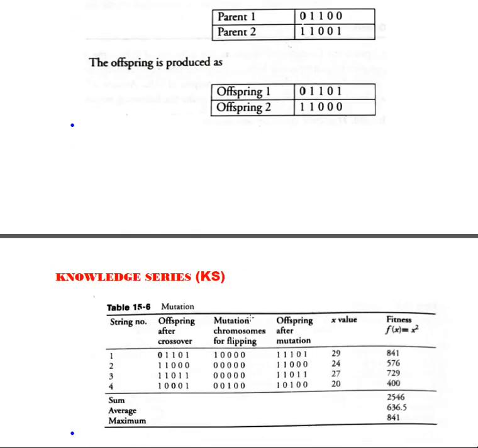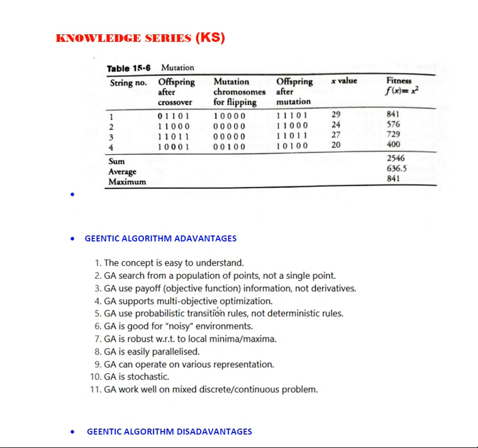Finally, we are going to the concluding sections on the genetic algorithm's advantages and disadvantages. Looking at the advantages, it is easy to understand, and not only that, it is interesting also. The genetic algorithm is a heuristic method, so the search is based on the population's point of view.